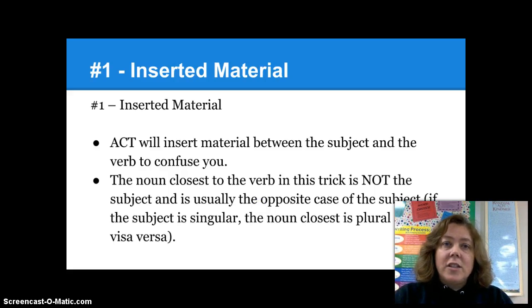ACT will tend to insert material between the subject and verb to try to confuse you. They'll try to put nouns close to the verb that aren't the subject and make them seem like those two should agree. But you've got to go back and find the true subject, and you have to make sure that true subject agrees with the verb.